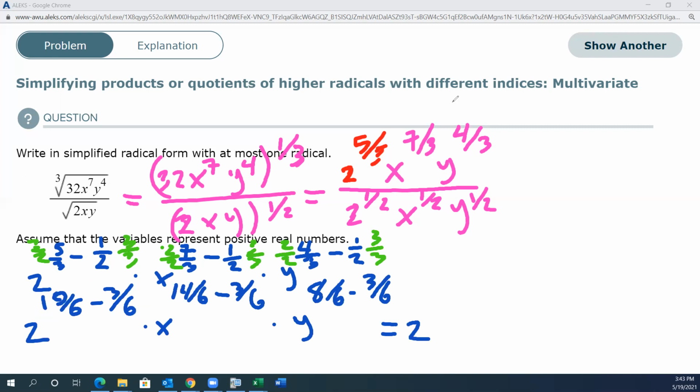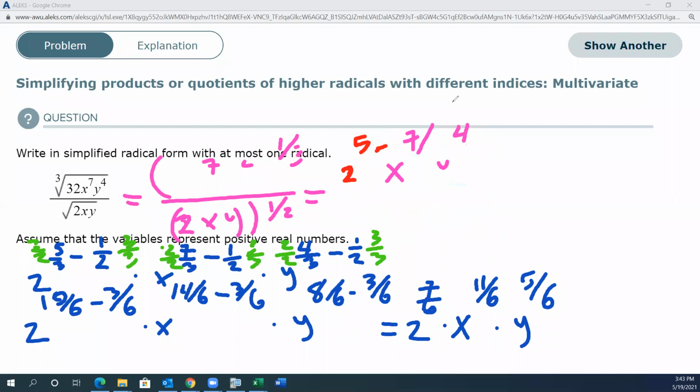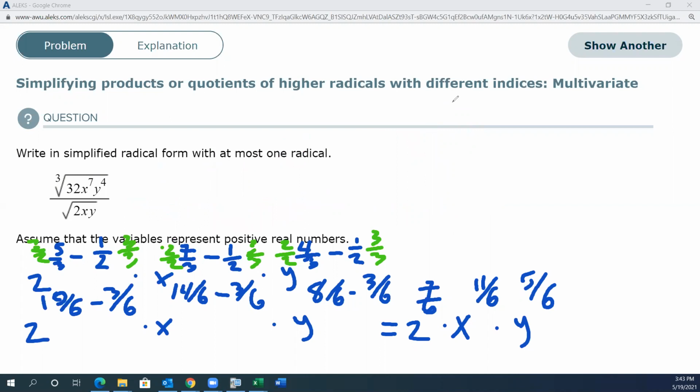10/6 minus 3/6 is 7/6. I know, it's like, is this problem ever going to end? Nope. Okay, and then 14/6 minus 3/6 is 11/6. And then 8/6 minus 3/6 is 5/6. And now it's time to do some erasing, because I'm just about done, but kind of out of room here. All right, let's change the color up a little.